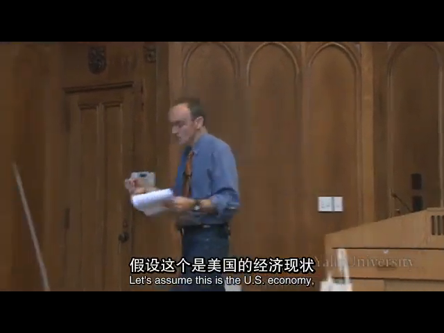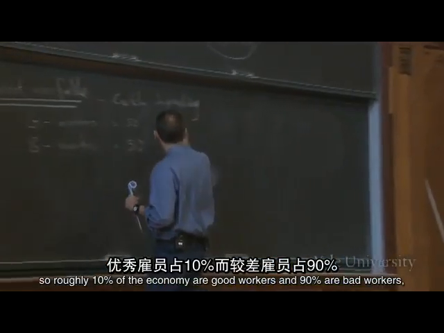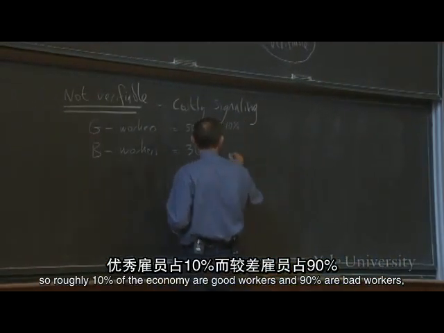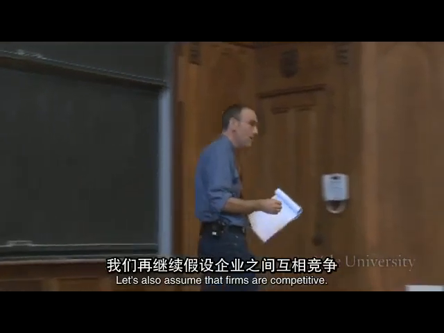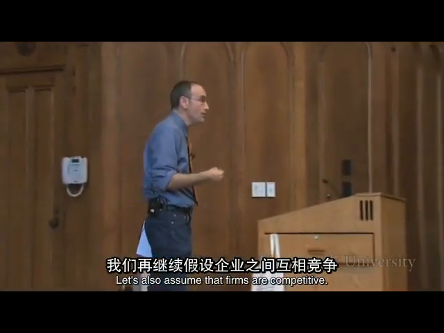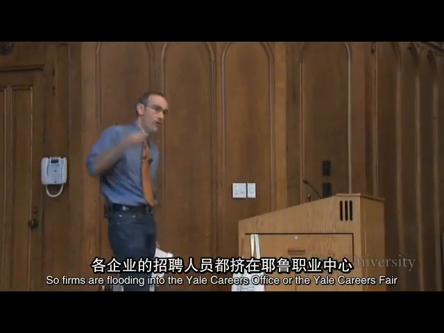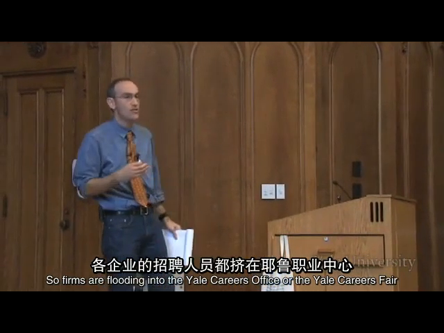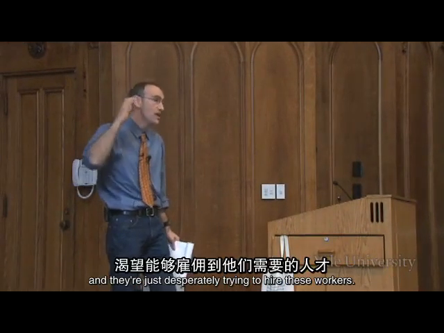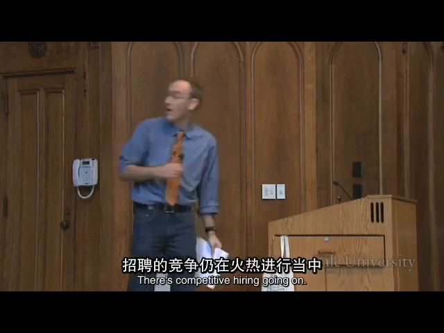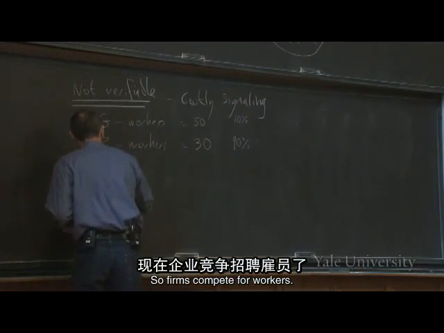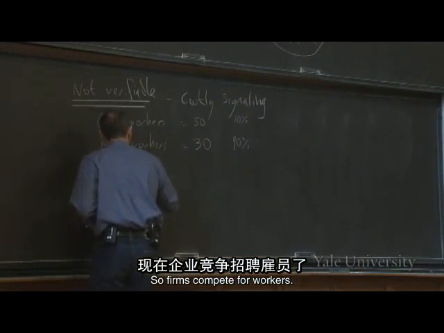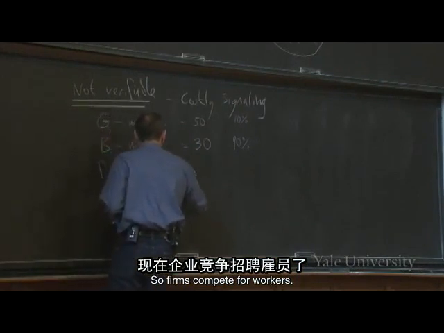All right? Let's assume this is the US economy. So roughly 10% of the economy are good workers and 90% are bad workers, something like that. All right? These are the proportions in the US. And let's also assume that firms are competitive. Right? So firms are flooding into the Yale Careers Office or the Yale Careers Fair, and they're just desperately trying to hire these workers. There's competitive hiring going on. All right? So firms compete for workers.